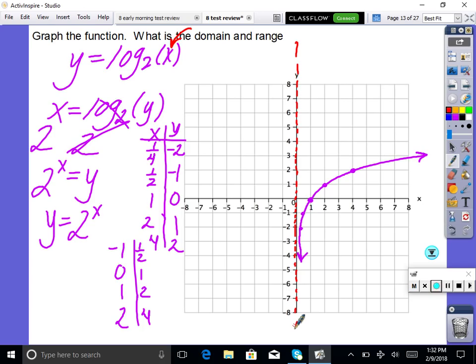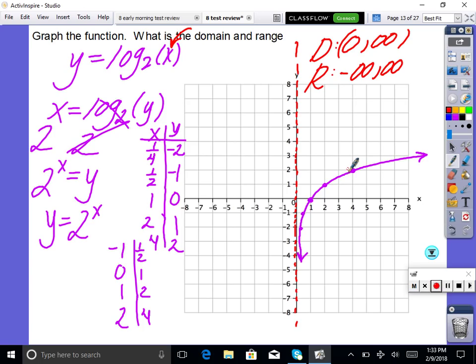So now you could say my domain, because they're going to ask you that, domain is 0 to infinity, not including 0, since it never crosses this asymptote. And our range is -infinity to infinity. It's growing down forever, up forever.